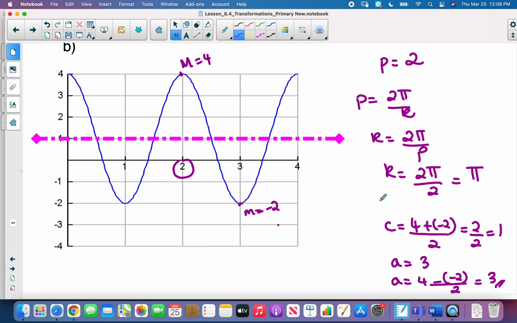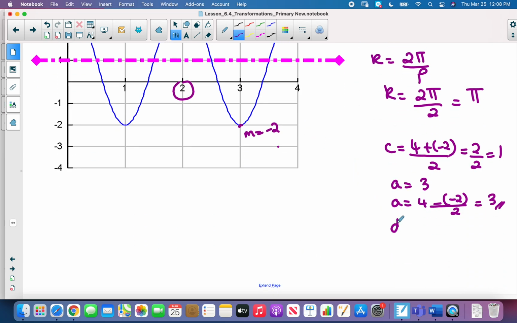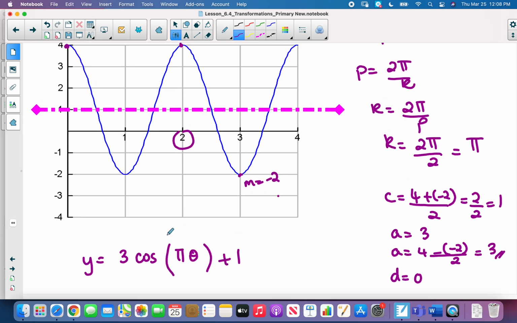And so we have A, we have K, we have C, and there's starting here, so the D value is 0 for cos. So our function is y equals 3 cos pi theta plus 1. Okay, there's no D shift, and that's it. Okay, so that's one way to look at it. We can give that as our answer.